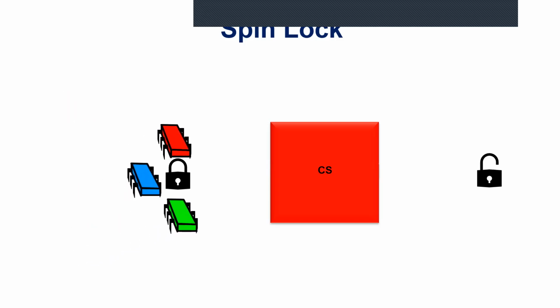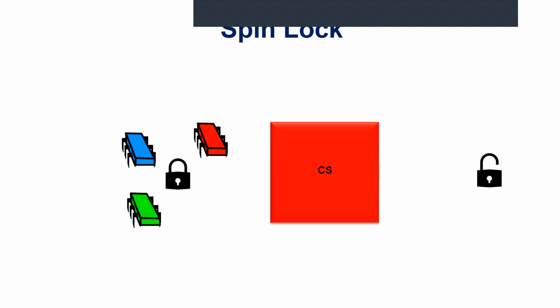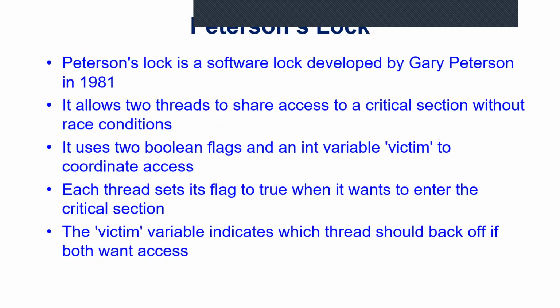All right. So all these three threads are trying to contend for the lock. All these three threads will spin on this particular variable until it gets the lock. If it is successful, then it will enter into the critical section.